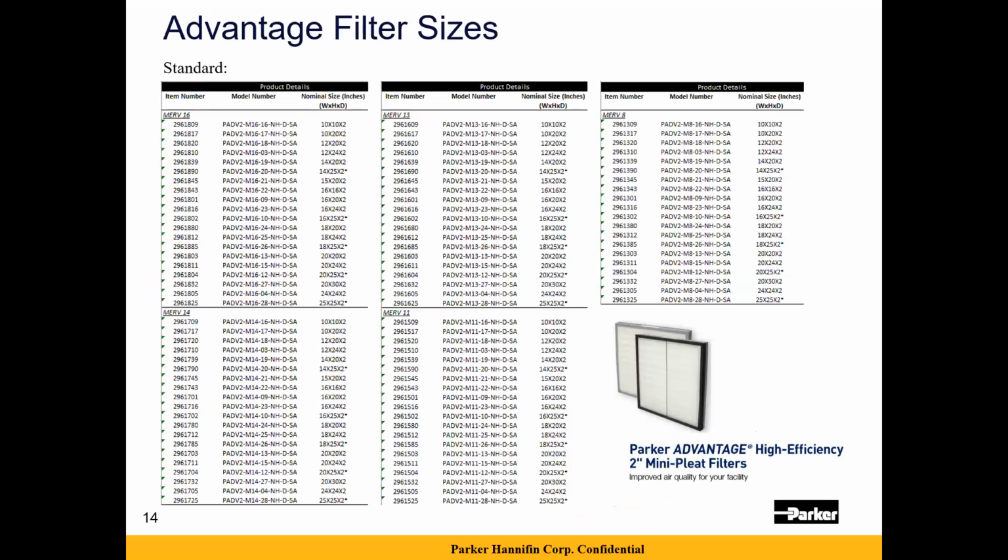For the Parker 2-inch Advantage, we do not have custom size capacity available in this product line, but we do have a large range of products, again, in most standard sizes you would find in HVAC. So from the lowest efficiency MERV 8 all the way up to MERV 16, we should have products that fit most HVAC applications that you would probably run into in the marketplace.